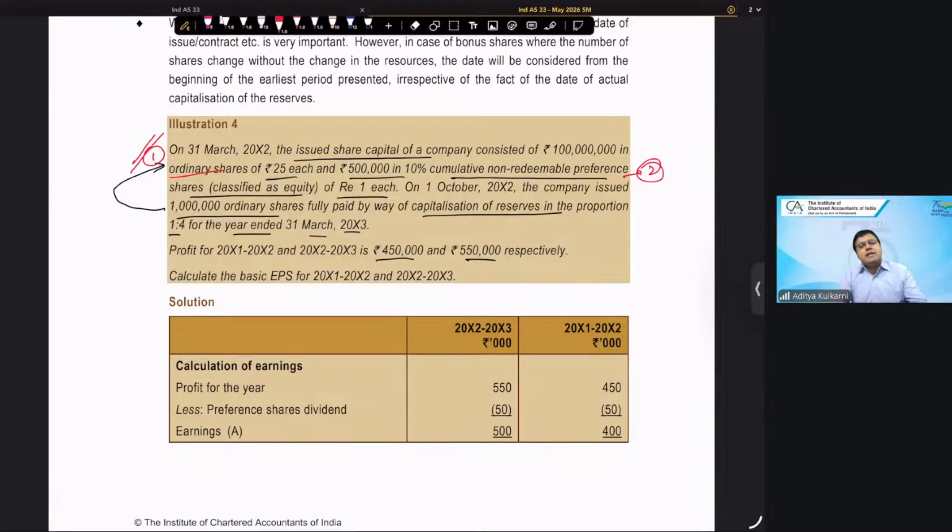Strictly under the Companies Act, you cannot issue non-redeemable preference shares, but this is Ind AS that we are studying. So from that perspective also, your equity shares are most subordinate to the preference shares. Hence, your EPS will be from the perspective of ordinary shares.